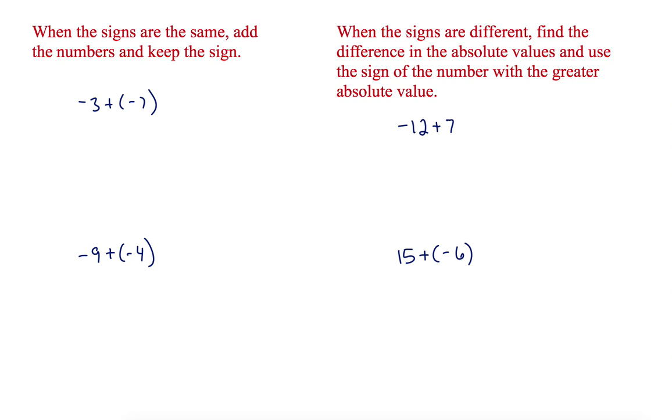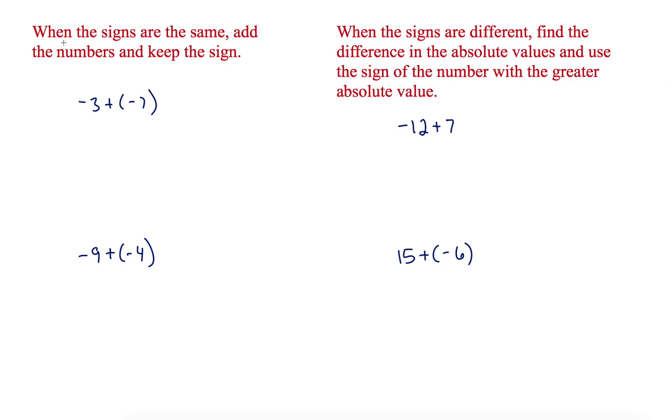Hello everyone, in this video we are going to add integers. When we add integers, we're going to come across two different types of problems. Problem number one is here on the left side, where both of the numbers that I'm adding together have the same sign. Notice here, these parentheses are just to separate the addition sign from the negative sign.